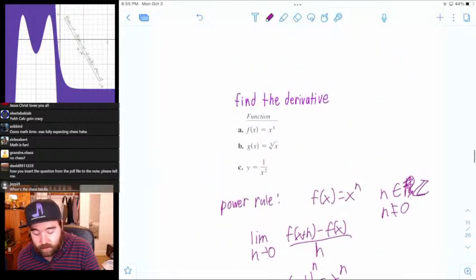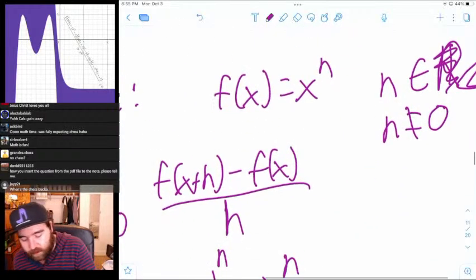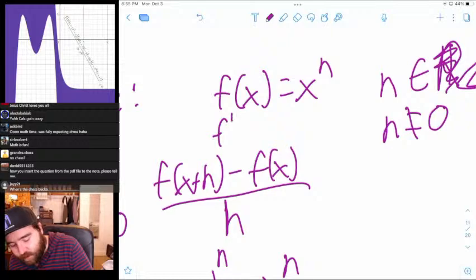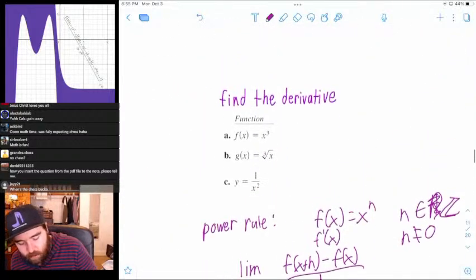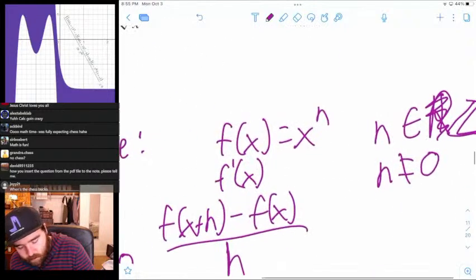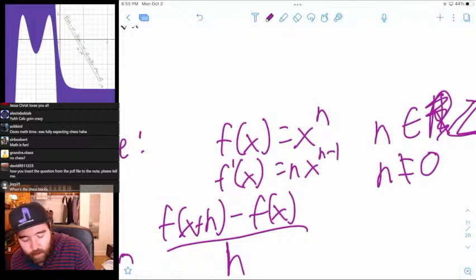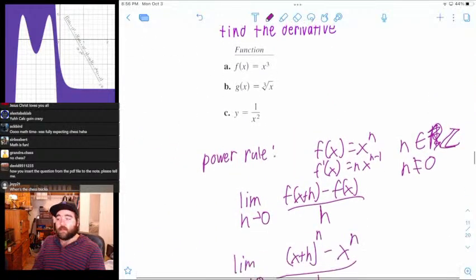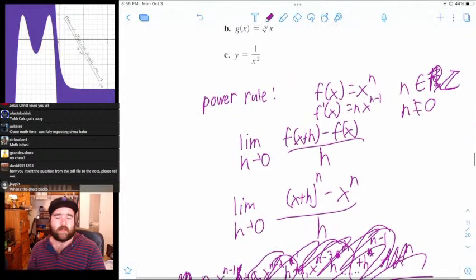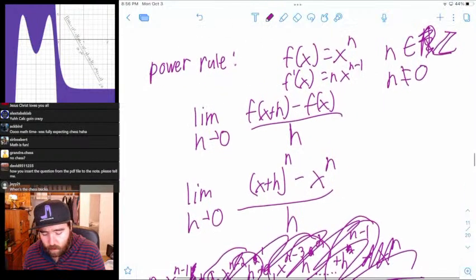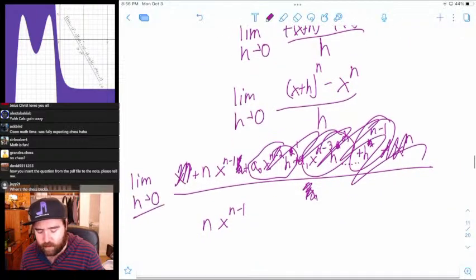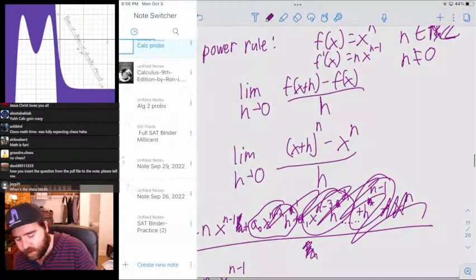And so that shows us that if that is our function, the derivative is what we just had down there, n times x to the n minus 1. And that is the power rule. I suppose we just showed it when n is integers, but it should work for everything as well. So that's a nice little proof.